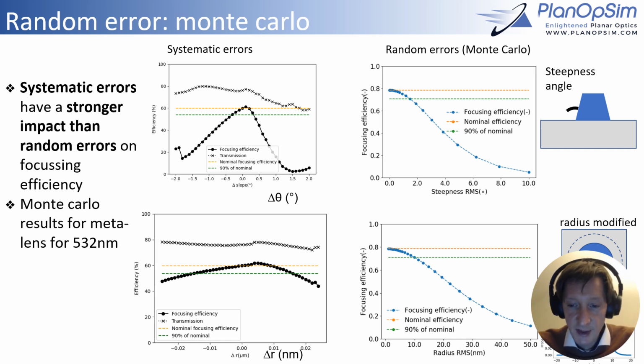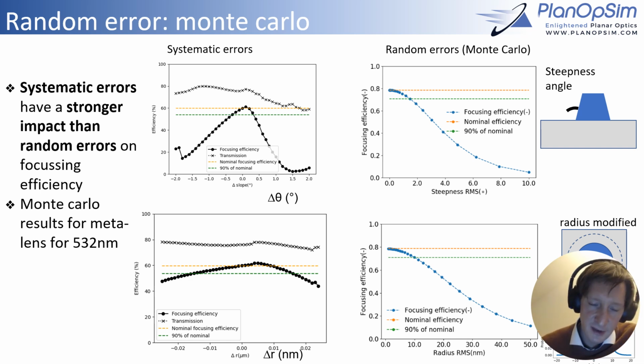Those were systematic errors. Of course, when you fabricate, there will also be non-systematic errors. Not every meta-atom changes in exactly the same way. Instead, there can be random errors. Those are modeled through Monte Carlo simulation. So we have a toolbox that allows us to introduce random defects in different locations and see how that affects the focusing efficiency or other performance characteristics of the metasurface.